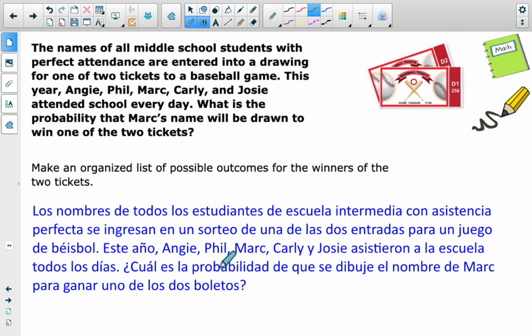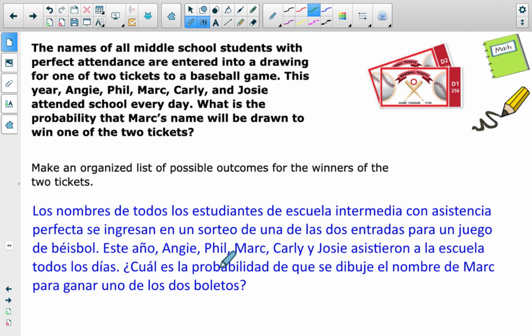All right, let's look at this next problem. The names of all middle school students with perfect attendance are entered into a drawing for one of 2 tickets to a baseball game. This year, Angie, Phil, Mark, Carly, and Josie attended school every day. So those are the perfect attendees. What is the probability that Mark's name will be drawn to win one of the 2 tickets?